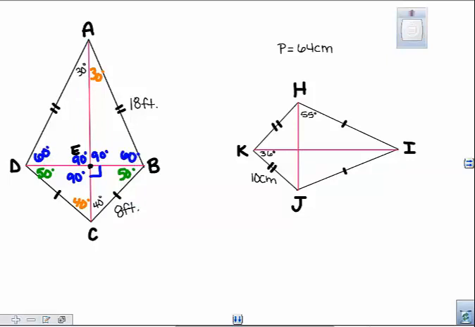Okay, now for side lengths, we're given that this one is 18. It has 2 tick marks, so here, 2 tick marks must also be 18 feet. 1 tick mark is 8 feet, so this must be 8 feet.